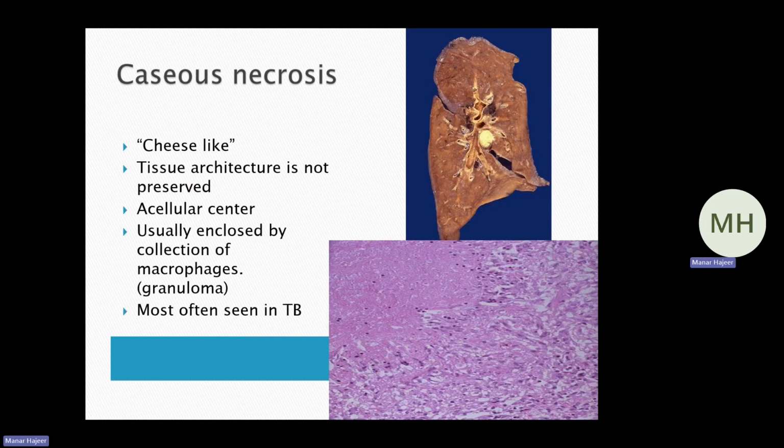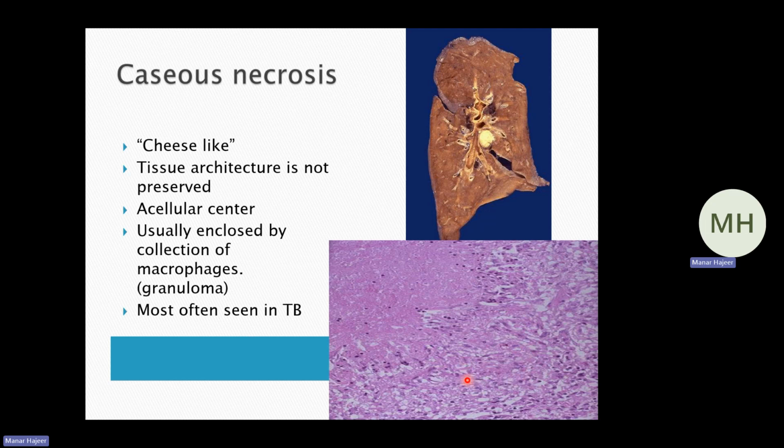The other type of necrosis is the caseous necrosis, and this is classically seen in cases of tuberculosis. It is called caseous because of the accumulation of a cheesy-like material اللي زي ما انتم شايفين هنا لونها yellowish to whitish, cheesy-like material. The tissue architecture is not preserved anymore. It's not like the coagulative necrosis, and it is characterized under the microscope by the appearance of the acellular center of necrotic material, which is usually enclosed or surrounded by a collection of macrophages to form a structure. We call it under the microscope granuloma.